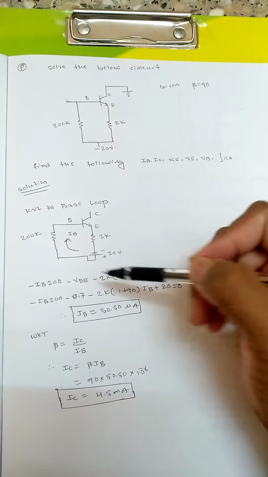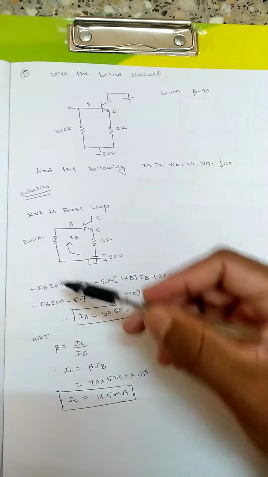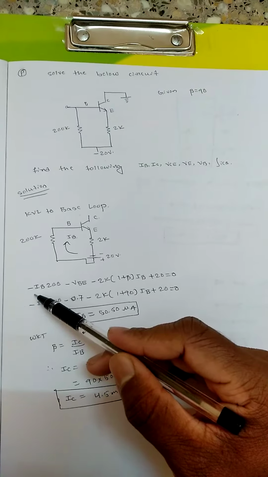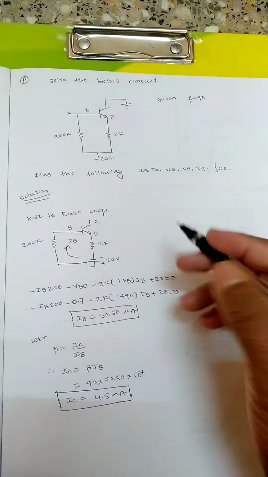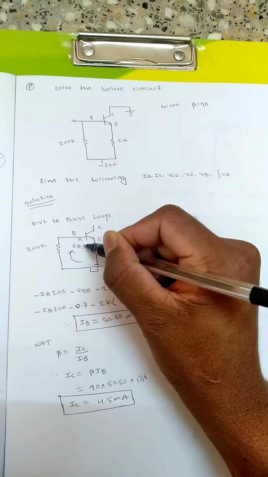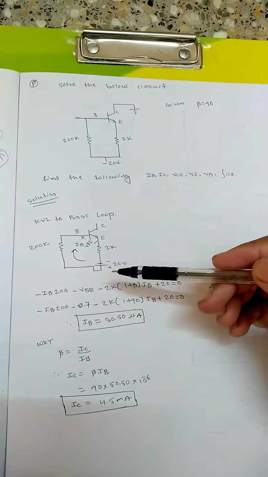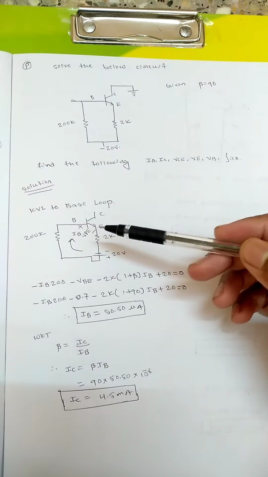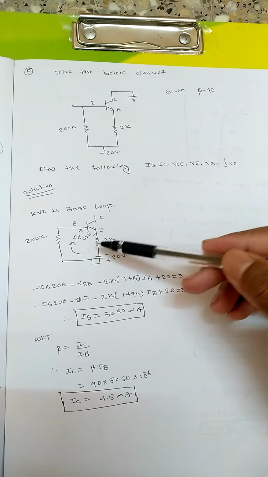So first start from here, IB. If you are moving in the direction of current, then we will take minus. So KVL is minus IB into 200k, minus the voltage between base and emitter, which is the inbuilt voltage VBE. This is not shown explicitly, but it is assumed that whenever you are using a BJT, a voltage between base and emitter exists, given by VBE.